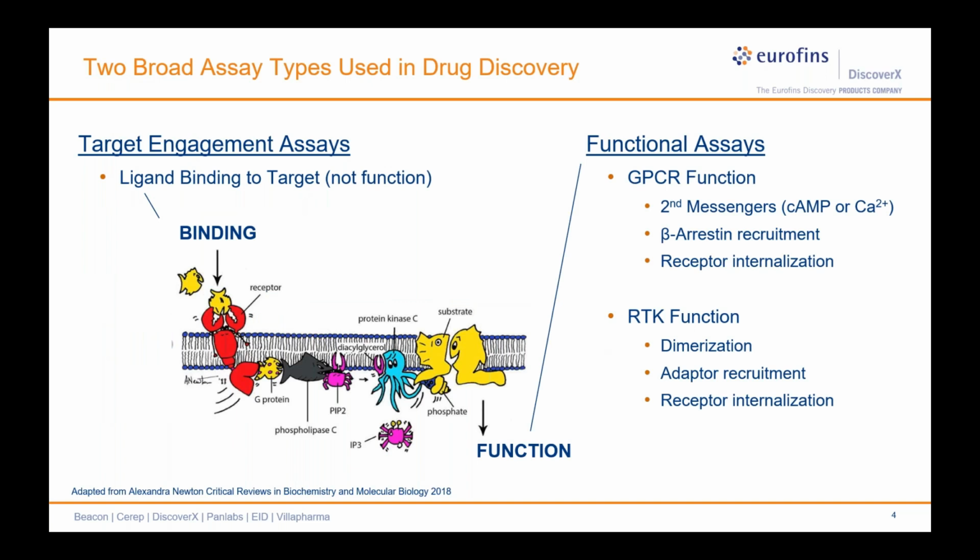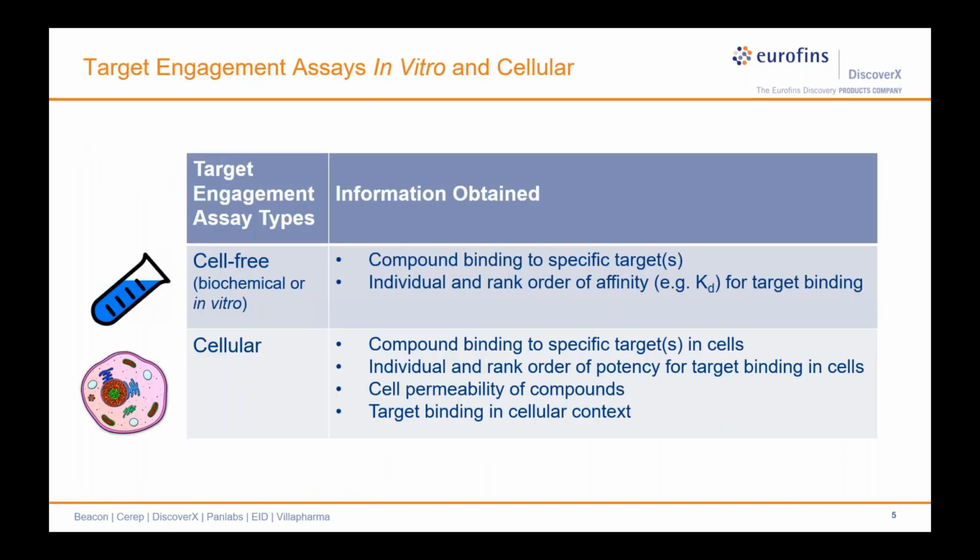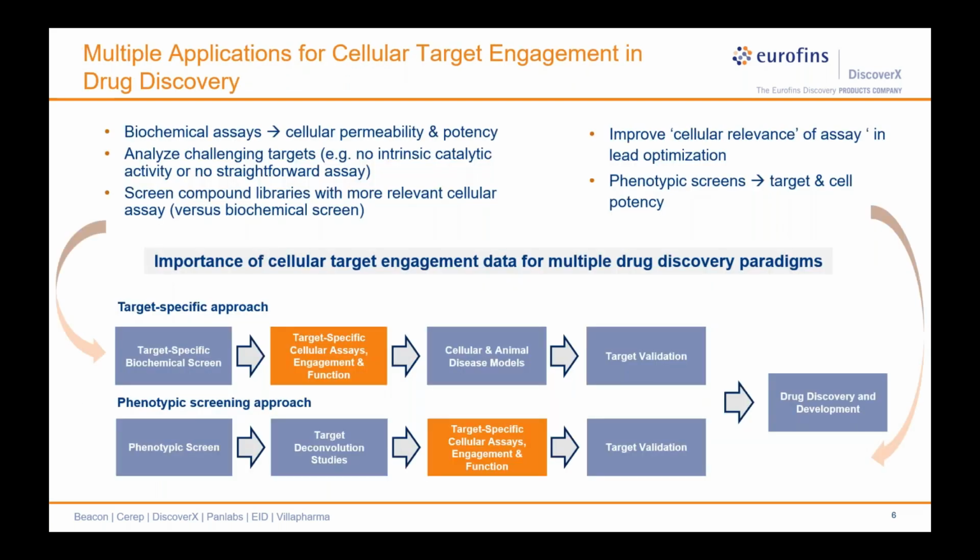So assays for compound binding and function are both important in early discovery. Biochemical and cell-based target engagement assays both provide affinity and specificity data for compound binding to specific intracellular protein targets. Cell-based target engagement assays provide additional information about cell permeability of compounds and target binding to their targets in a cellular context.